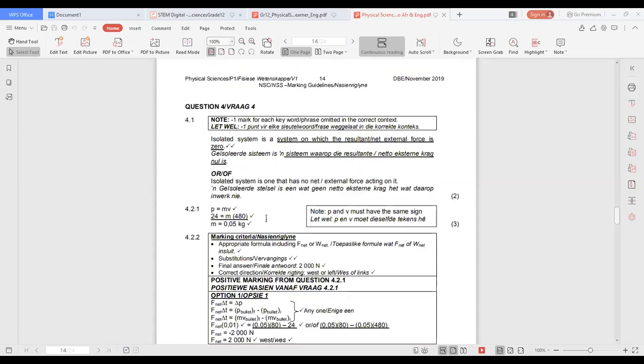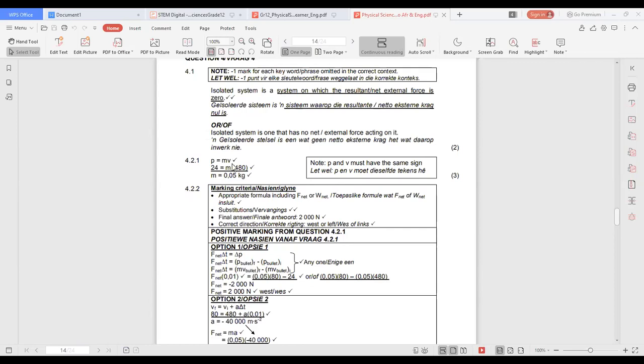Oh, here we are. We're looking for the mass. For the mass, we're just going to substitute what we have because we're only working with one object. It's not like the other one where we had two objects. Here we're only working with one object. So P is equal to M times V.